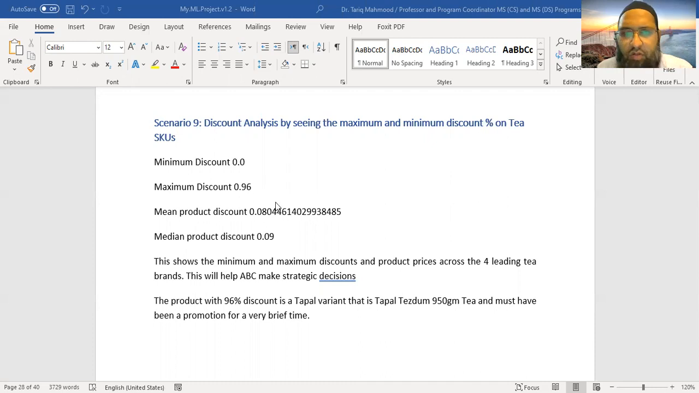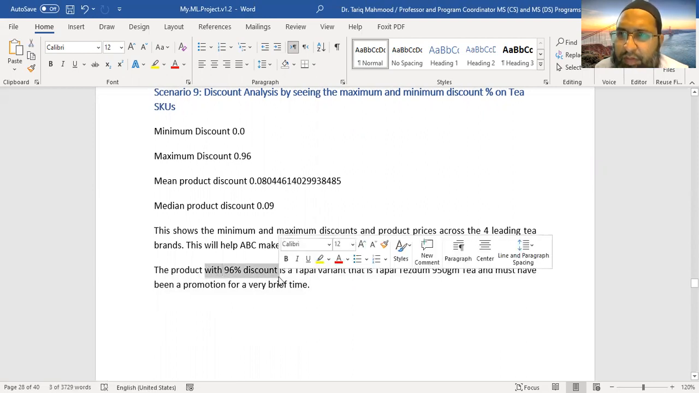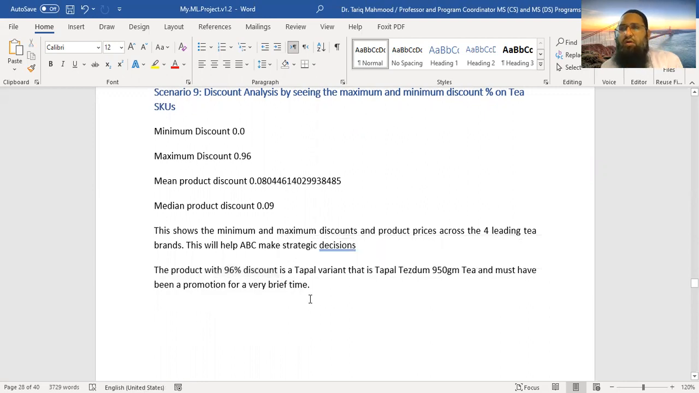It's not easy. So the product with 96% discount is a Tapal variant, that is Tapal Danedar 950 gram tea. And it must have been a brief promotion for a brief time. This does not seem to be the normal behavior. You don't give a 96% discount. So it seems that Tapal is fighting to make its sales.